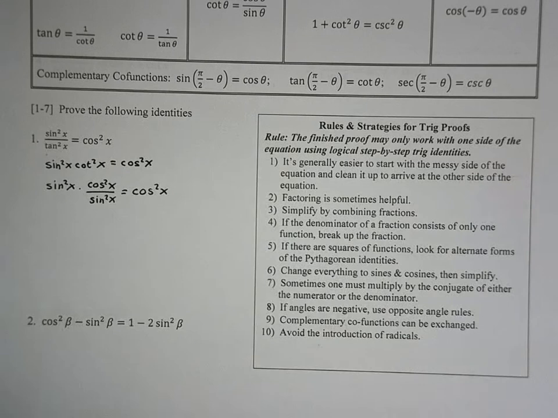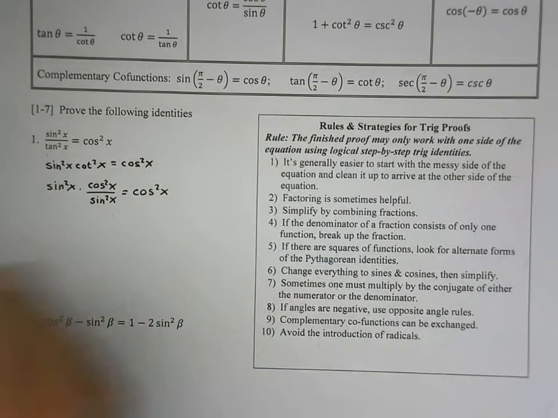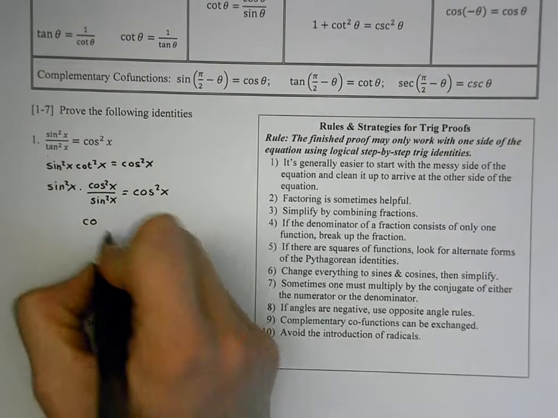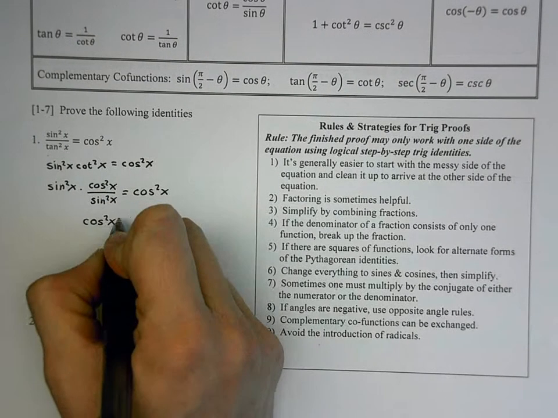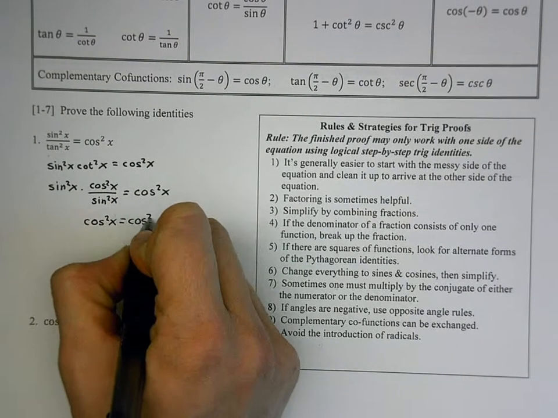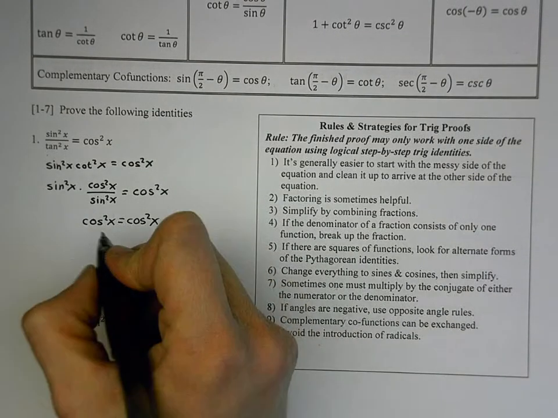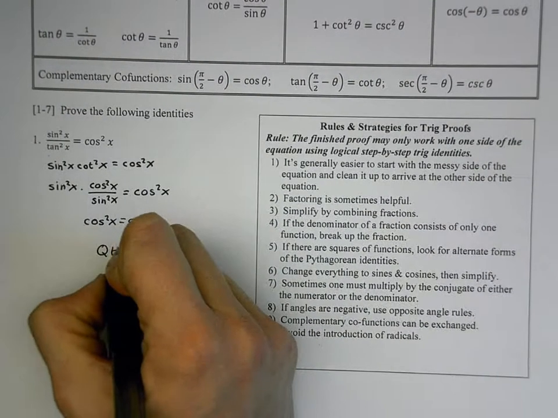Well, yeah, I got sine squareds that can cancel. Woohoo! If I cancel those sine squareds, I'd be left with cosine squared on the left, which equals cosine squared on the right. And what do you know? I've now got my two sides to match. My proof is done.